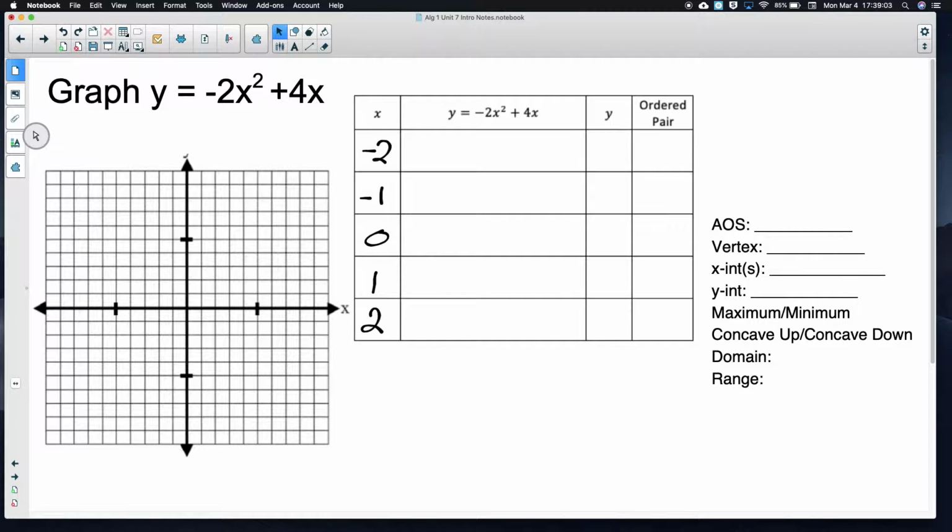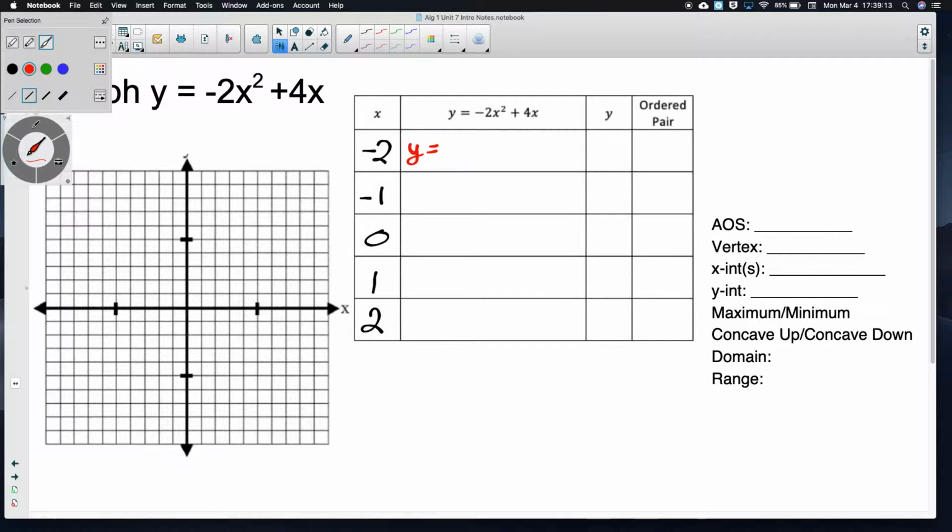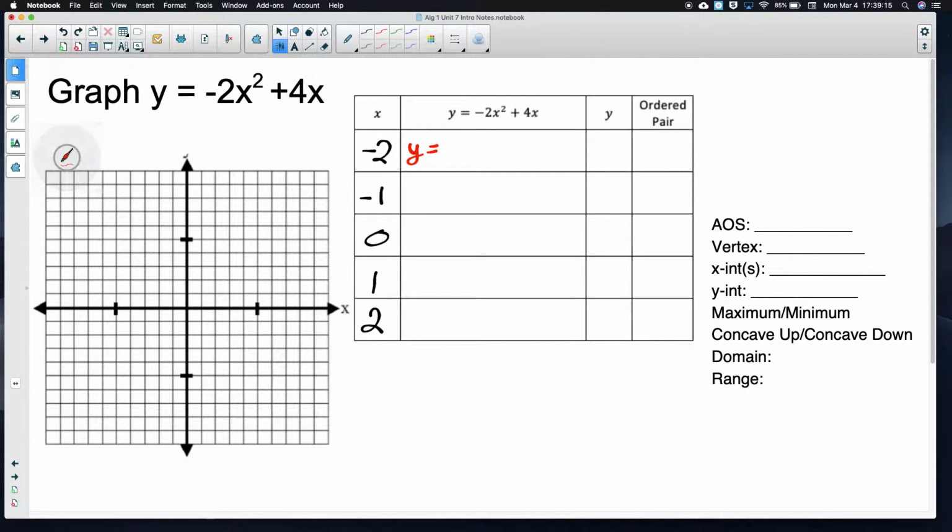So if I'm plugging in negative 2, I'm actually going to plug that into my function and see what I get out for y. So I don't know what my y value is, but I do know that my x-coordinate is going to be negative 2, because that's what I'm plugging in.